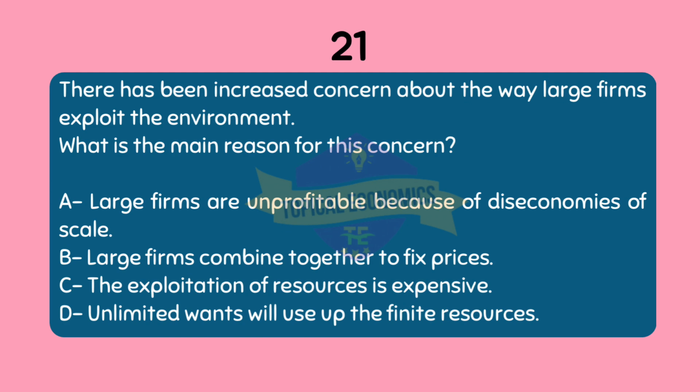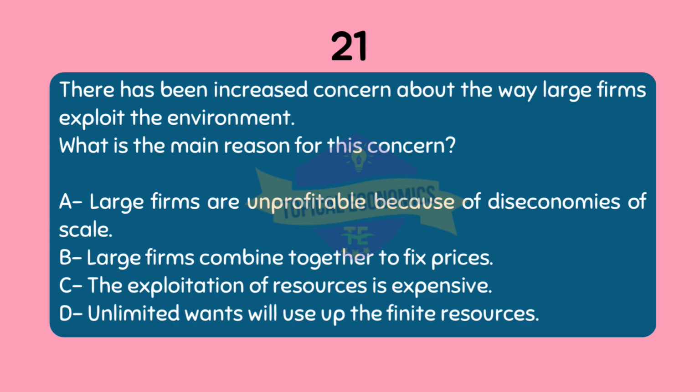Option A, large firms are unprofitable because of diseconomies of scale, is not relevant to the environmental concerns, as the focus is on resource use rather than profitability. Option B, large firms combine together to fix prices, pertains to anti-competitive behavior but does not directly relate to environmental exploitation. And Option C, the exploitation of resources is expensive, does not capture the essence of the concern. It focuses on costs rather than the environmental impact of resource exploitation.